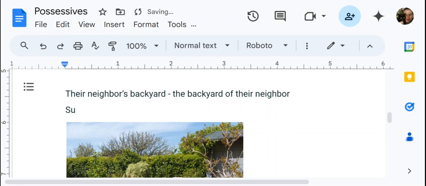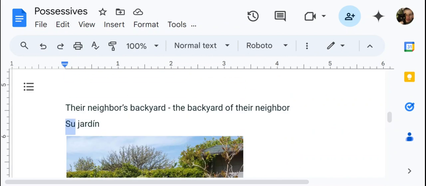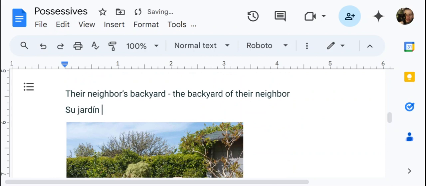So you have to use the possessive form their. How do you say their? Su. Again, there is no apostrophe S in Spanish, so you have to say the something of somebody. In this case, the backyard of their neighbor. And the word there is su. Again, if we were talking about two, we would have to use the plural form of the possessive.